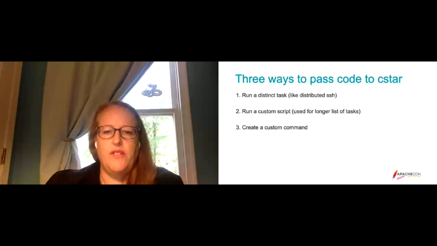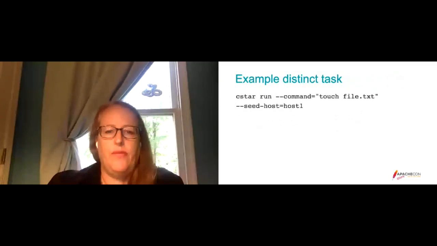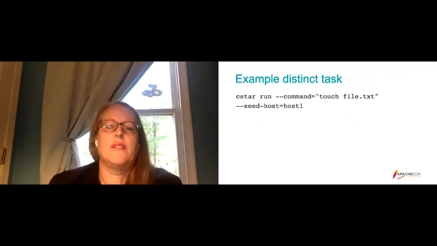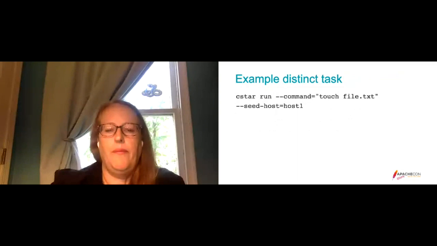There's three ways you can pass code to cstar. You can run a distinct task, you can run a custom script if you have a list of tasks, or you can create a custom command. So let's look at examples of those. Here's an example of a distinct task. With this, I'm using cstar to run a command, which will create files on all of my nodes in my cluster called file.txt. I'm feeding it a seed host, and through that seed host, cstar will detect the topology and know what all the nodes of my cluster are.